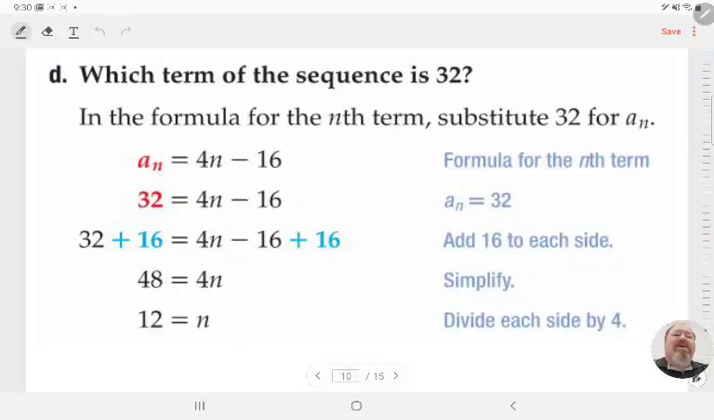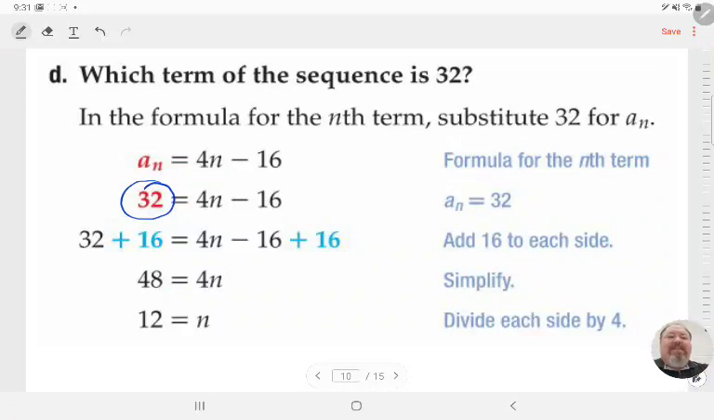And then lastly, which term in the sequence is 32? So now I have the value. I need to know which term it is. So what I can do is take that 32, plug it in for the a sub n, and then solve for n, for which term has that value.